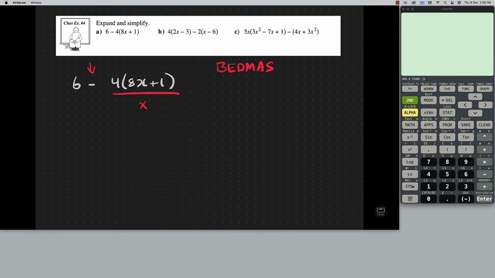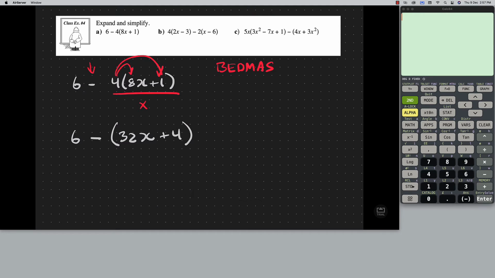So what are we going to do? Well, just feed the chickens and expand this out. So the 6 is still going to stay there, and it's going to be minus. Minus what? Well, what is 4 times 8? It's 32, and don't forget the x. What is 4 times 1? It's plus 4. And what you need to do, we're subtracting this whole thing. So we're subtracting all of that. So I need to put that in brackets.